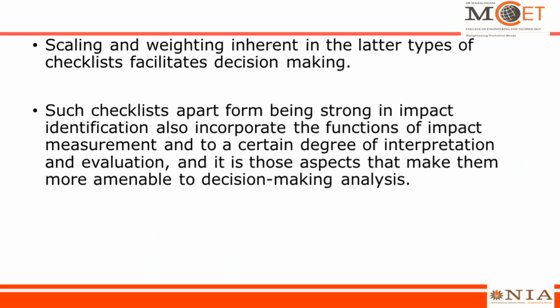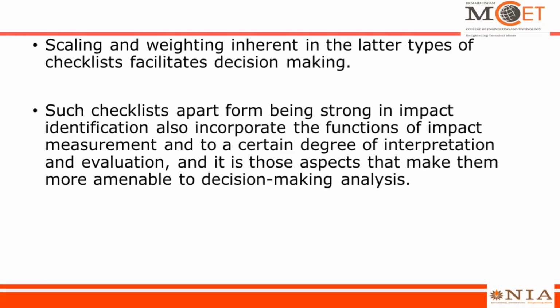Scaling and weighting. Apart from the simple and descriptive checklist, you have something called scaling and weighting checklist, right? So scaling and weighting checklists facilitate decision making, right? So superior to the descriptive checklist is the scaling and weighting checklist, which helps you to make easy decision making. Such checklists, apart from being strong in impact identification, also incorporate the functions of impact measurements and, to a certain degree, interpretation and evaluation. And it is those aspects that make them more amenable to decision making analysis.